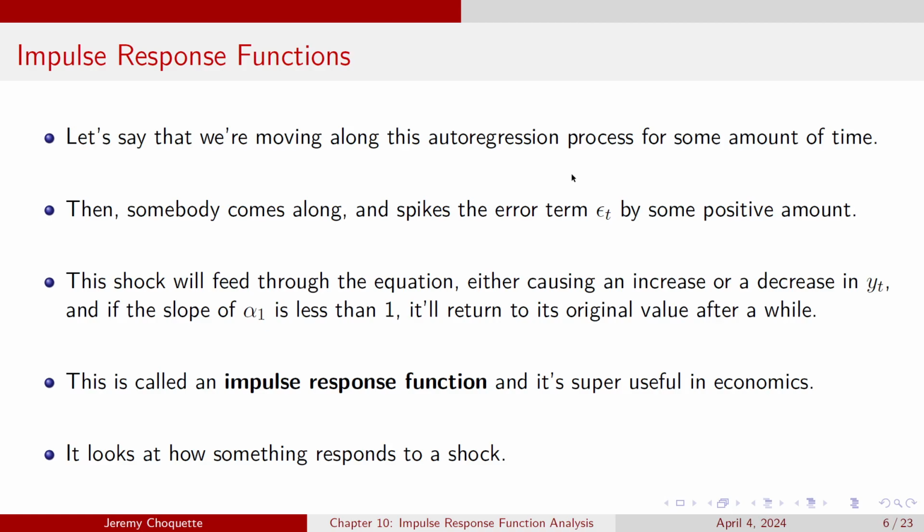Now, as we trace out what happens to that, we get what's known as an impulse response function, and it's really useful in economics because it looks at how a time series variable responds to a shock. Maybe this is starting to sound familiar because we've learned about shocks to economic systems all semester. We've looked at technology shocks, human capital shocks, labor supply shocks, and monetary and fiscal policy shocks.